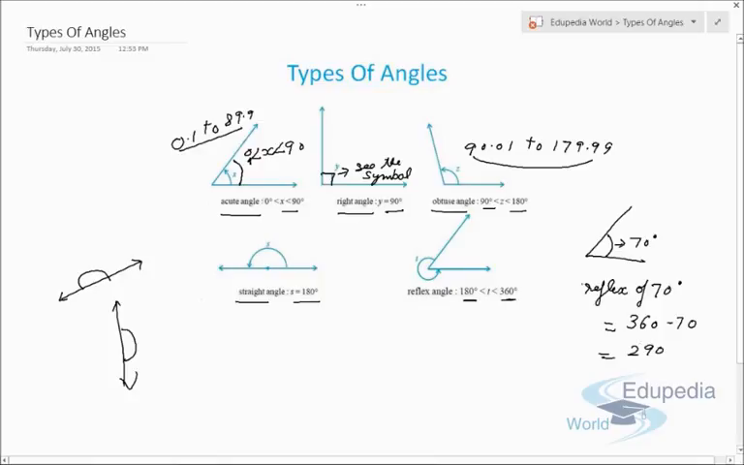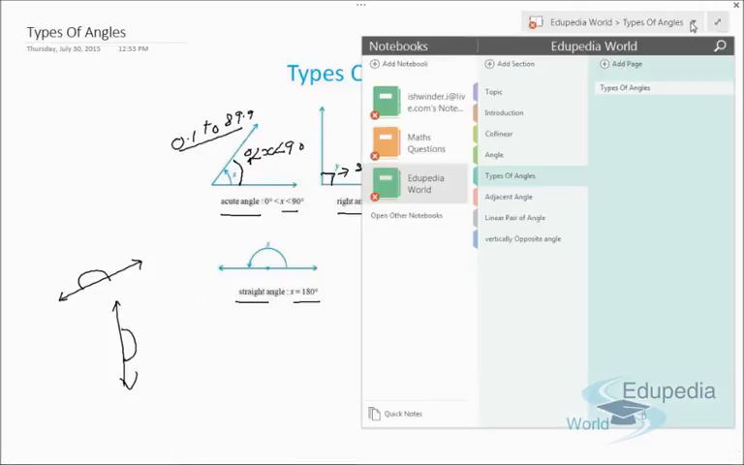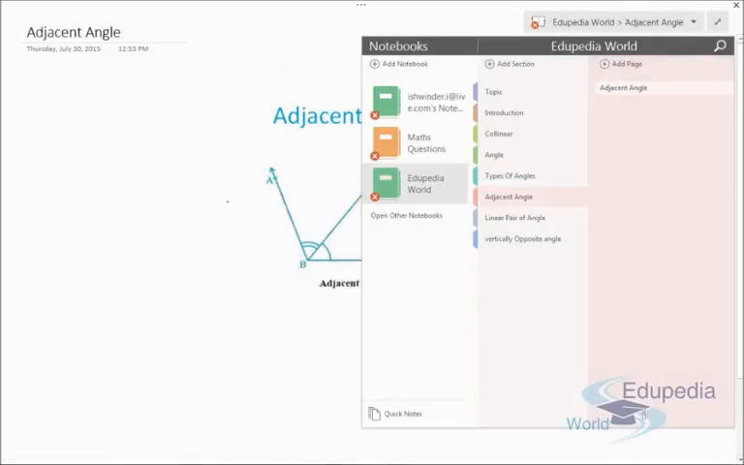So this is a simple concept. A reflex angle is the outer part of an angle, or we can say, if you subtract any angle from 360, you will get the reflex of that angle. So that is a simple concept of a reflex angle. Let's move on to a further concept, which is the adjacent angle.